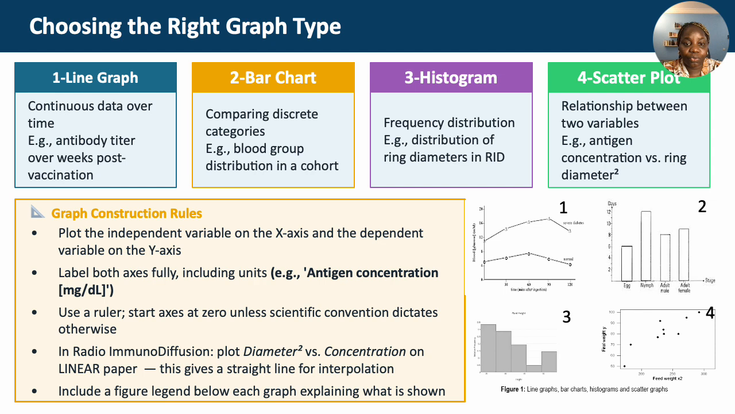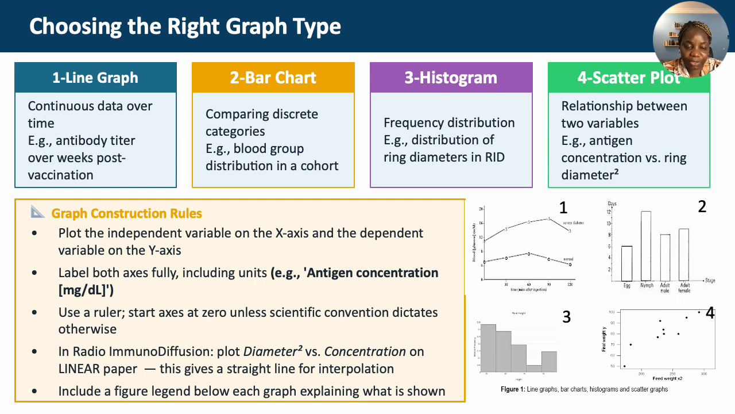Okay, so we have some rules regarding graph construction. First, we need to plot the independent variable on the x-axis and the dependent variable on the y-axis. We have to label both axes fully, including units. So write down the full meaning of the axis name. Don't use abbreviations or something like that. Put the name and the unit in brackets. Use a ruler. It's always better with a ruler, it is more precise. Start axes at 0 unless scientific convention dictates something else.